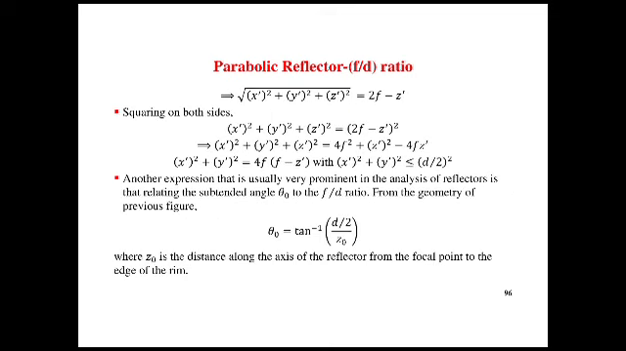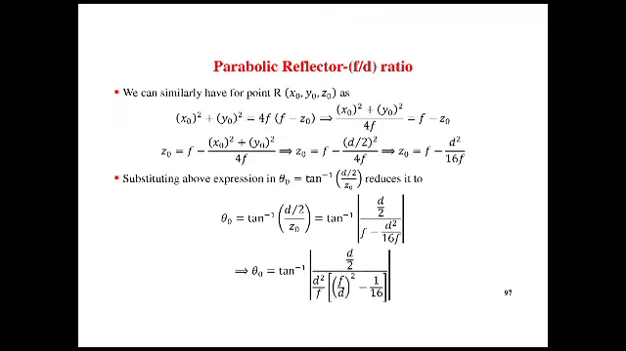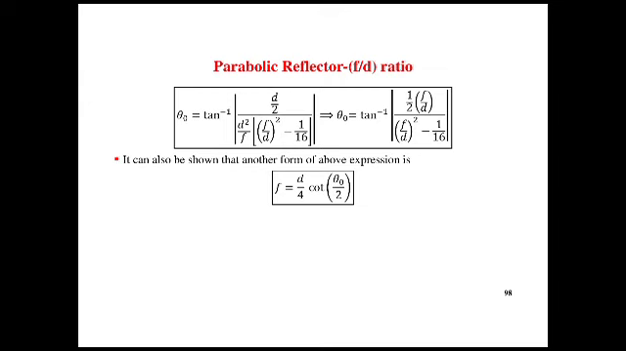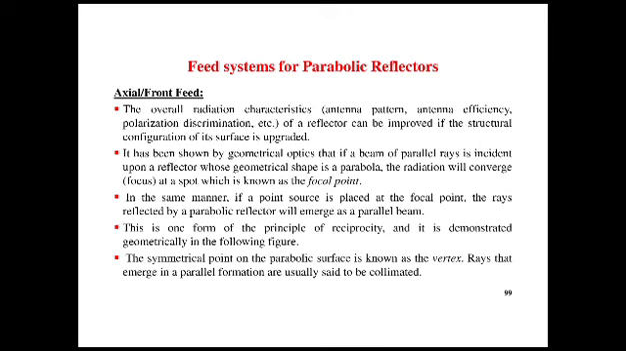From this, we get another expression that is very prominent in the analysis of reflectors: theta naught is equal to tan inverse of d by 2 z naught, where z naught is the distance from the axis of the reflector to the focal point. Similarly, we can compute the value for different values of theta naught. Finally we will get f is equal to d by 4 cot of theta naught by 2.